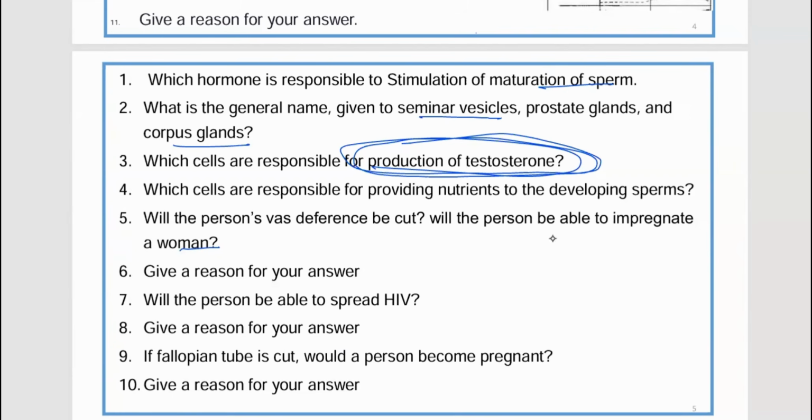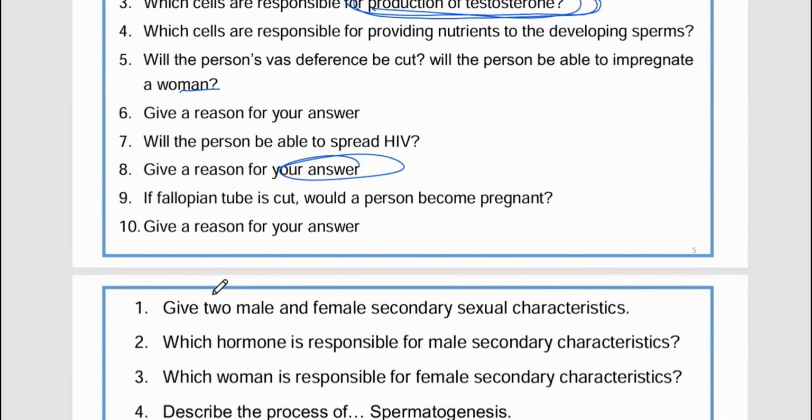If the vas deferens is cut, so we have done that. Give a reason for your answer. Will the person be able to spread HIV? Yes. The reason is that there are other fluids which are being produced, like blood or even these other fluids. So those fluids might be contaminated with HIV.